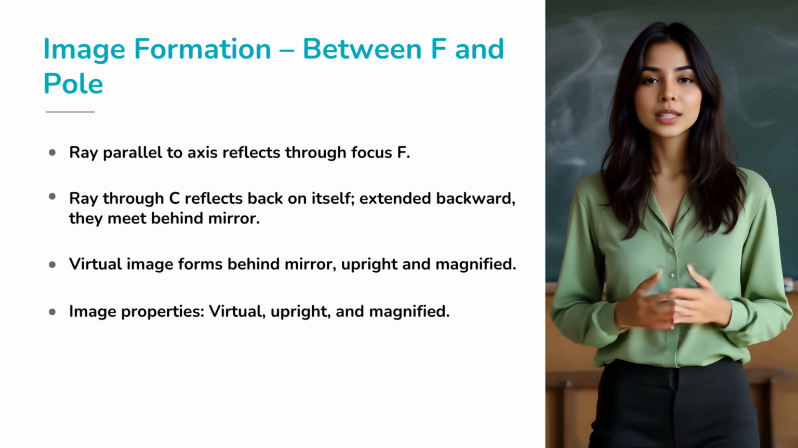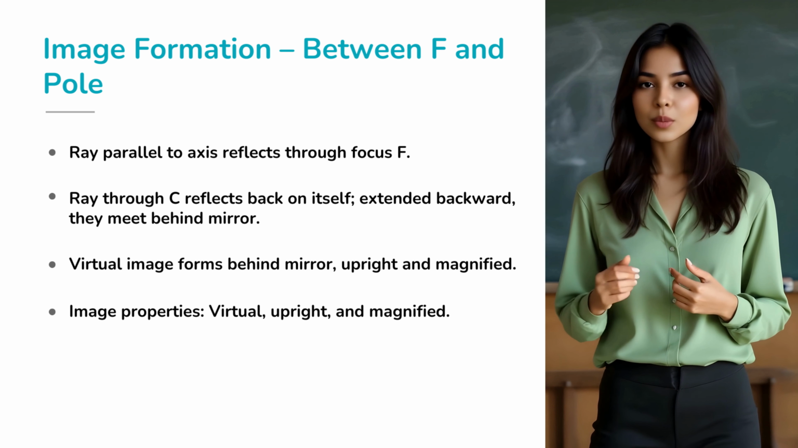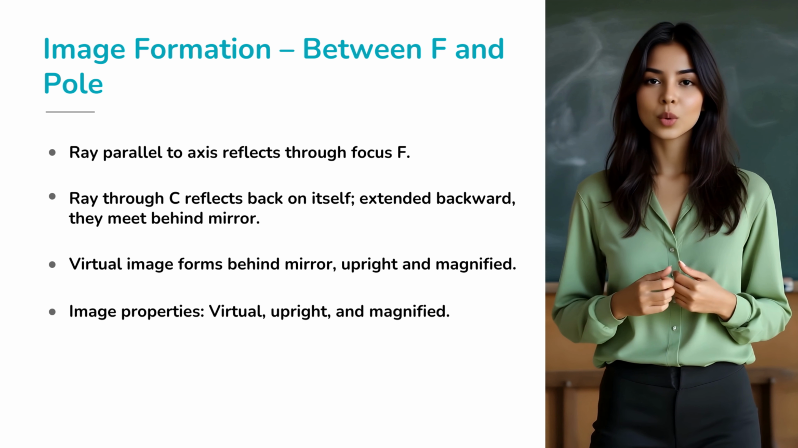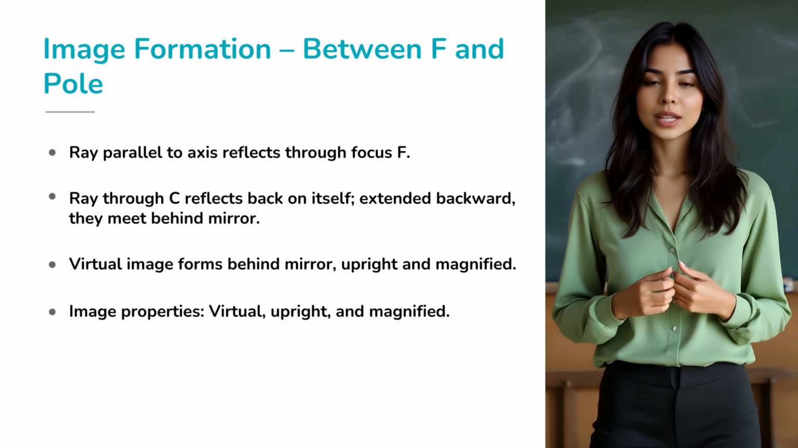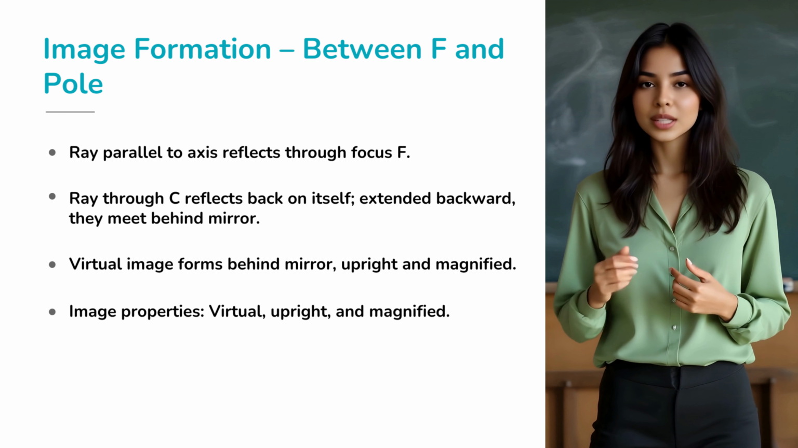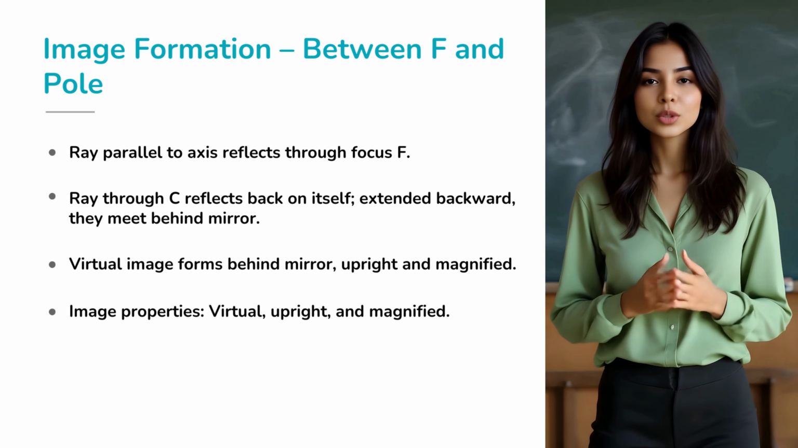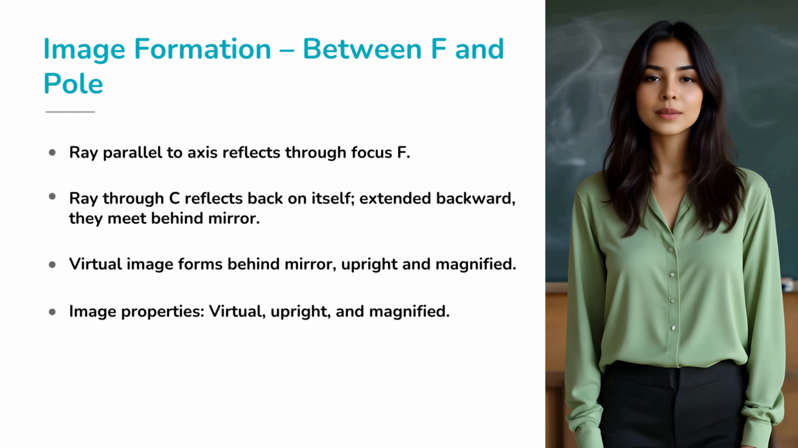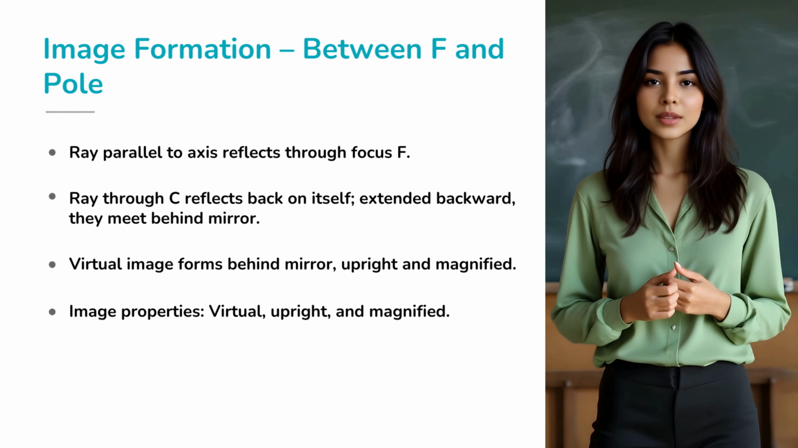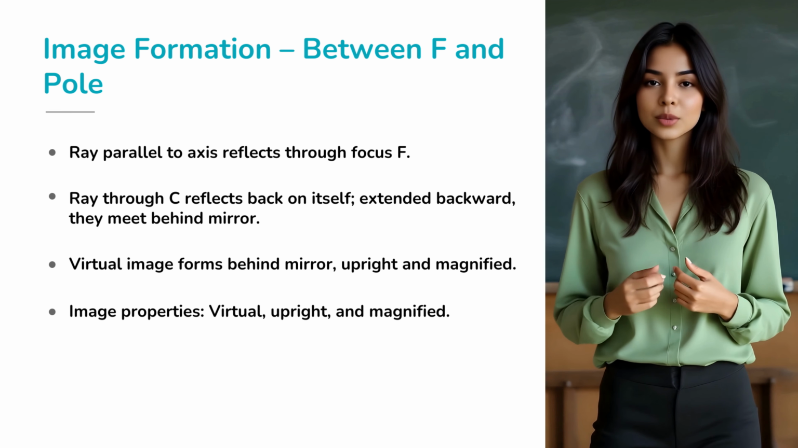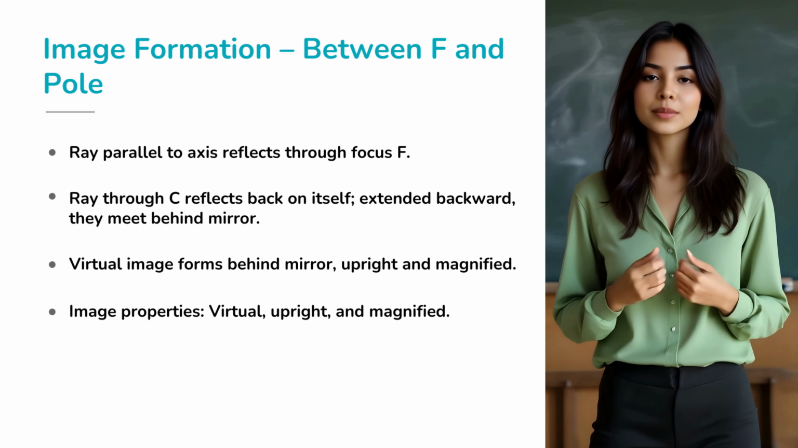Now comes the only case where the concave mirror breaks its pattern. Place your object between the focus F and the pole P. What happens? The rays, when extended backward, appear to meet behind the mirror. So this time, the image is virtual, upright, and magnified. This is why makeup mirrors are concave. They make your face appear larger and upright, helping you perfect that eyeliner wing without squinting.